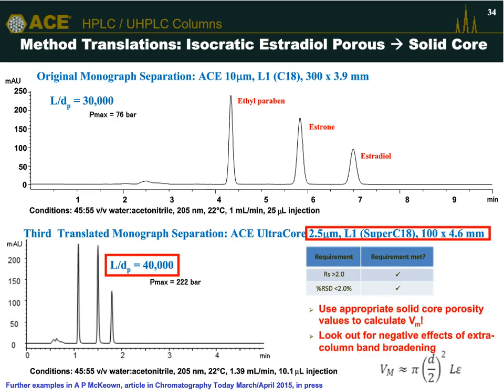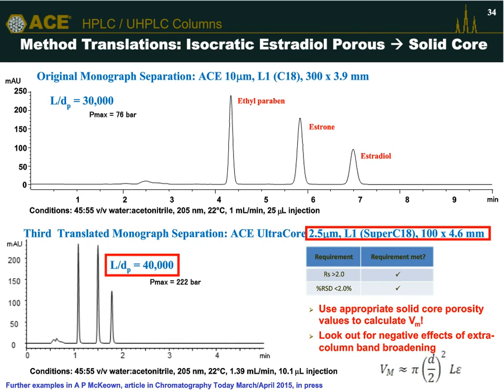Now, the important thing to remember about solid core technology, and I'll discuss this more in the gradient section, is that you have to account for the differences in the particle porosities. So the solid core particles have different porosity compared to porous particles. So when you're calculating column volume, or VM, it's important you take account of that.